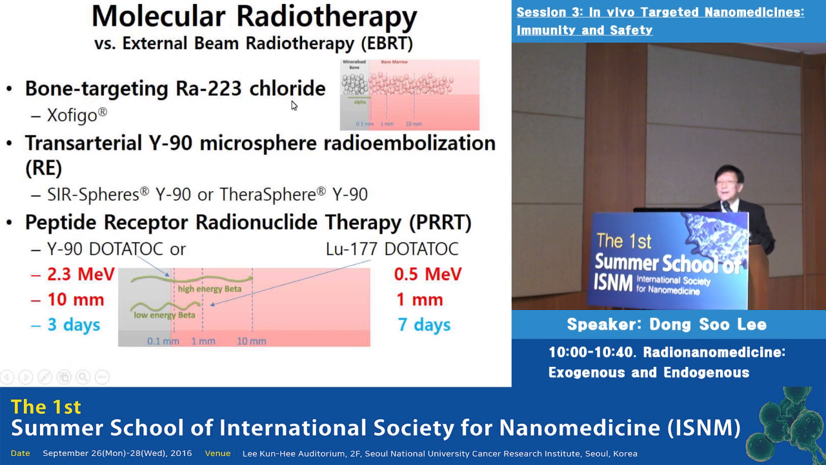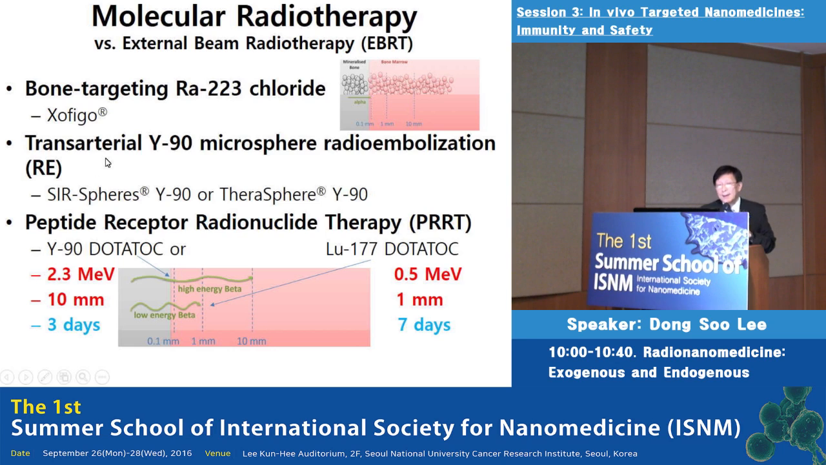Before explaining, I'm going to summarize very briefly what we know and what you do not know. That's molecular radiotherapy, as opposed to external beam radiotherapy, which is done by the radiation oncologist. We now have the bone-targeting radium chloride. Radium is a very famous chloride, with a range of just 100 micrometers, and its name is Xofigo, which is widely used to treat metastatic bone disease.